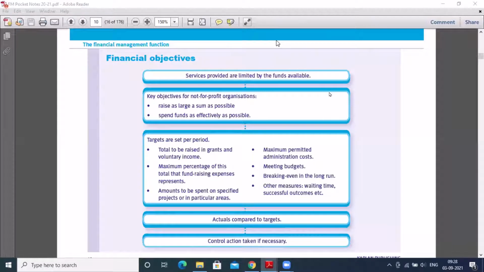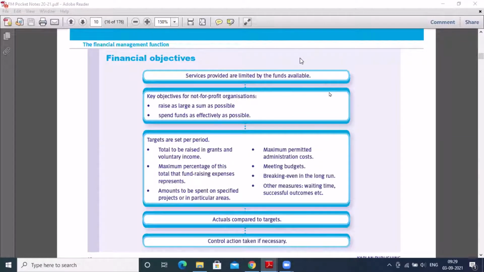So one thing you need to remember is the primary objective would be to raise as much as possible and to spend the funds effectively. So effective utilization of funds and raising the maximum possible amount. These are the two primary objectives. But every year they do have certain targets. So these are mentioned below.